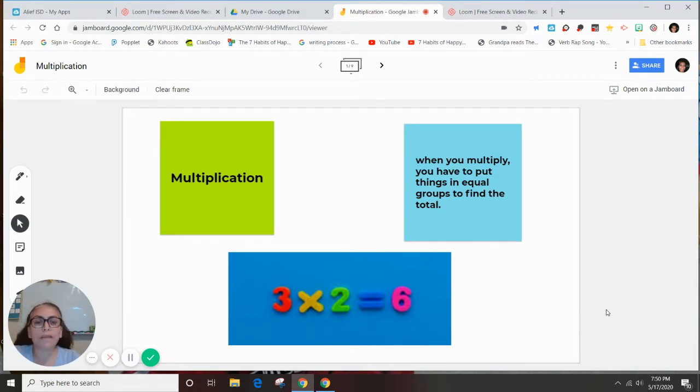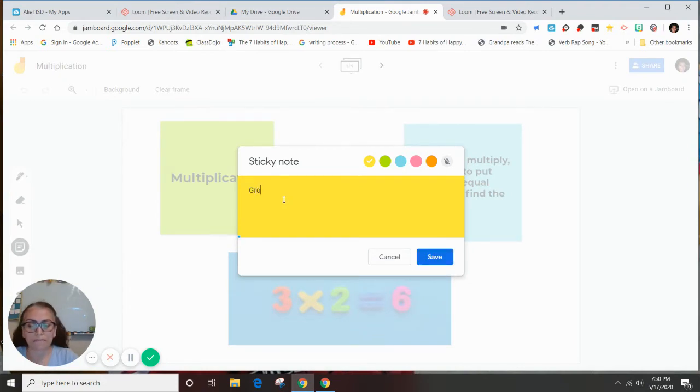Okay, so multiplication is when you put things into equal groups and then you want to find how many you have in all, the whole. That's what you want to find. When we multiply, we're going to have our numbers and our symbol. This is my multiplication symbol, like an X. And the way that I want you guys to read it is 3 groups of 2. So this X actually means groups of. Let's write it down right there.